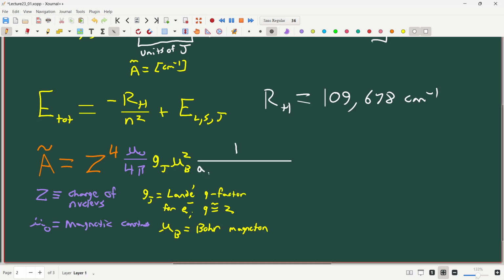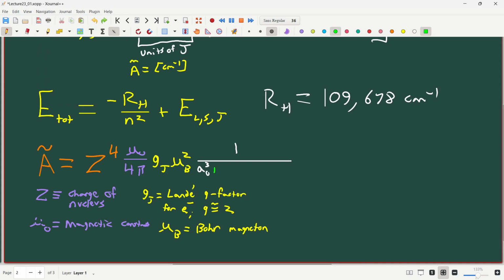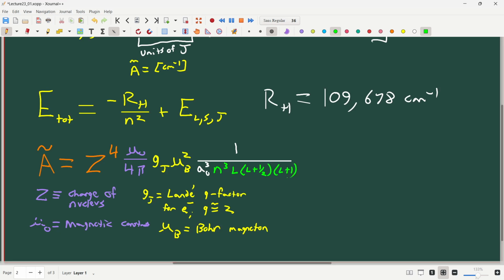First, it has a scaling factor, a Bohr radius to the third. Let me do it in a different color, sorry. I want to do this explicitly. It goes as 1 over n cubed, where n is the principal quantum number, times L plus 1/2, L plus 1. Okay, so again, this is just a lot of numbers, and I'll simplify it for hydrogen in just a second. But let's look at the scaling here.